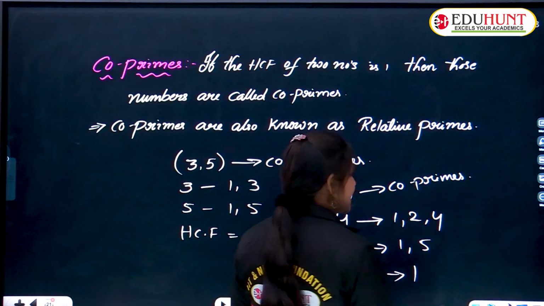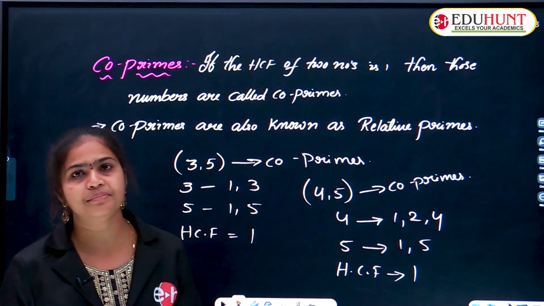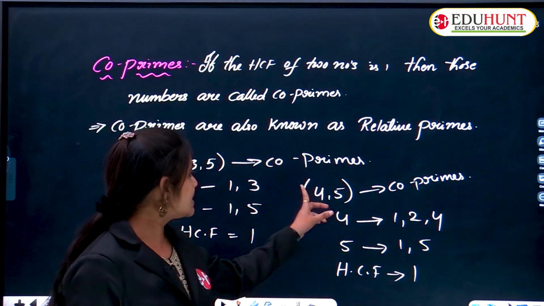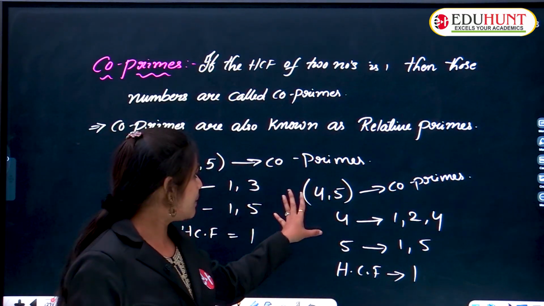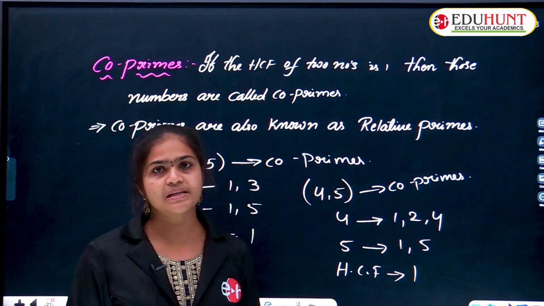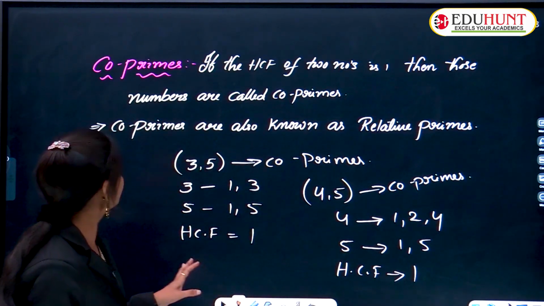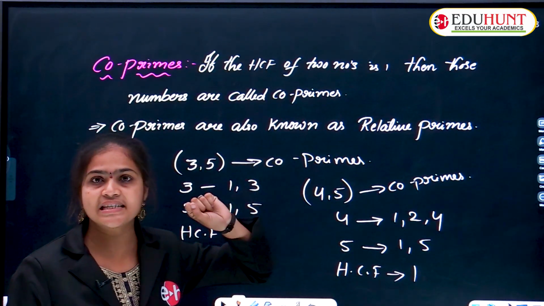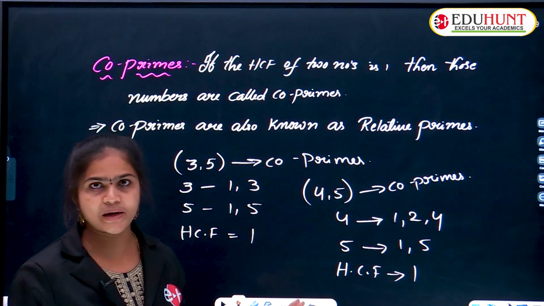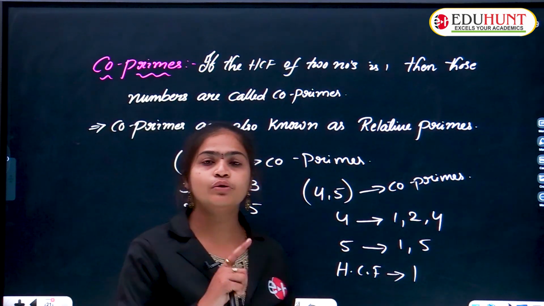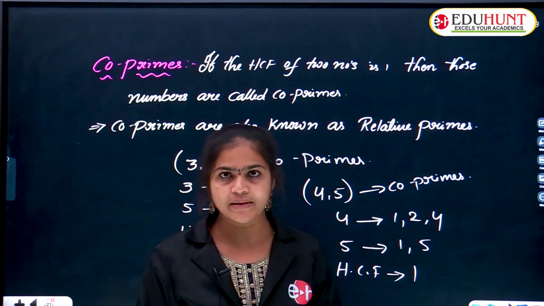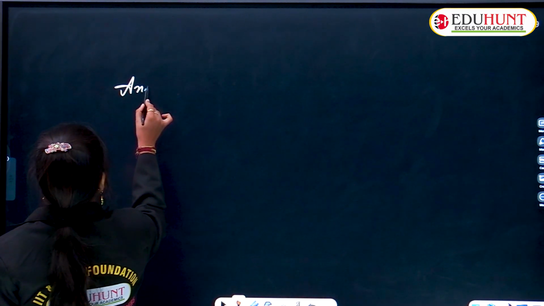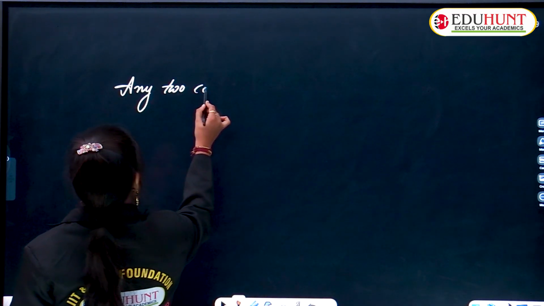As per this, co-primes are not only prime numbers. Co-primes can be even numbers, prime numbers, and in the same way composite numbers also. Okay? So you understood about this? Yes or no? If the HCF of any two numbers is 1, then we call those two numbers co-primes. And in the same way, any two consecutive numbers are co-primes.